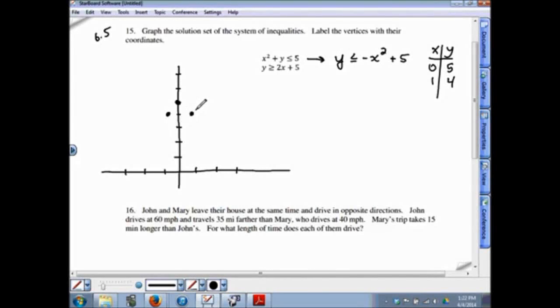Now, you have to be careful and remember that with inequality, sometimes the line is solid, sometimes it's dotted, and it has to do with the inequality. Since there's a line underneath, it's an equal to inequality. It's a solid line.